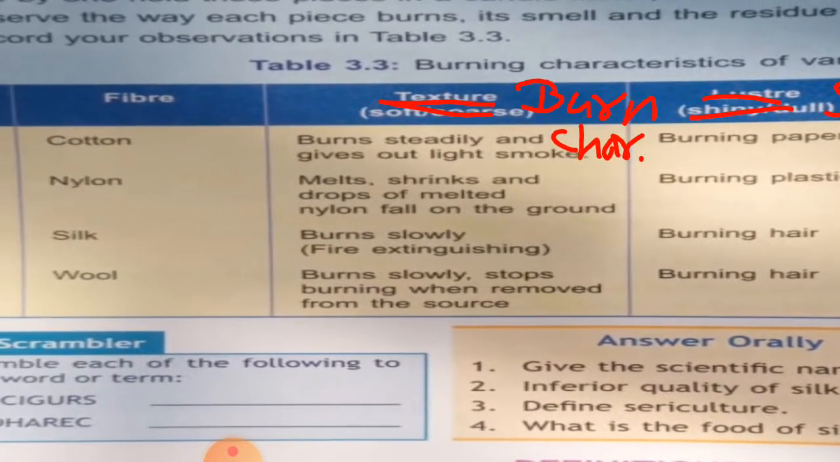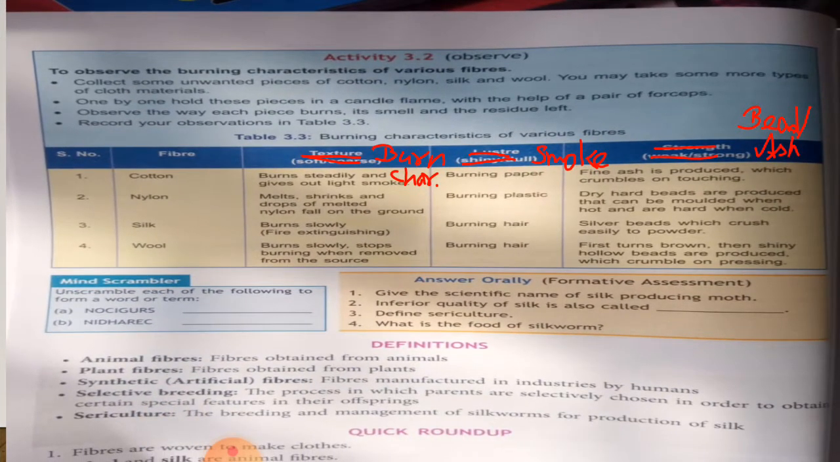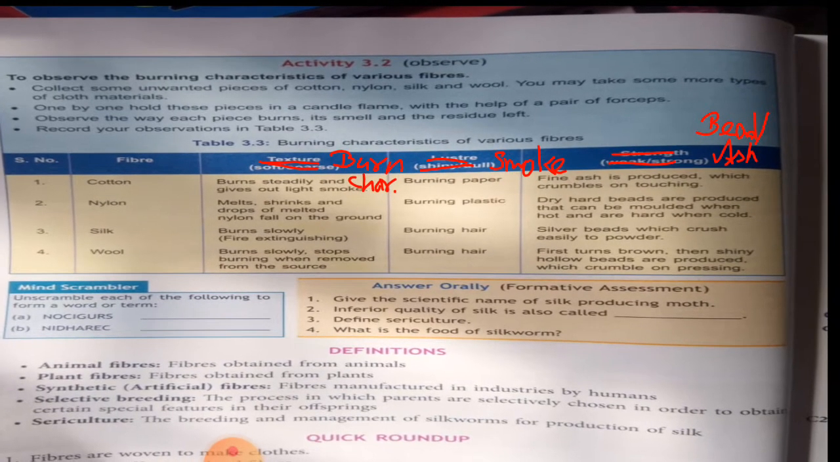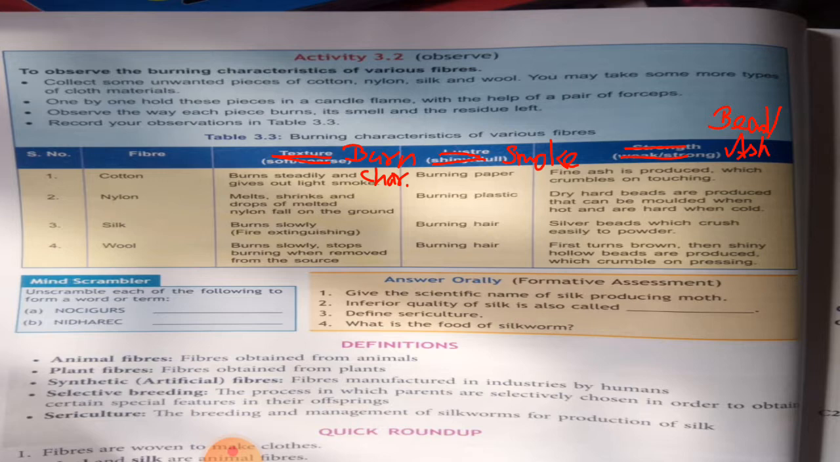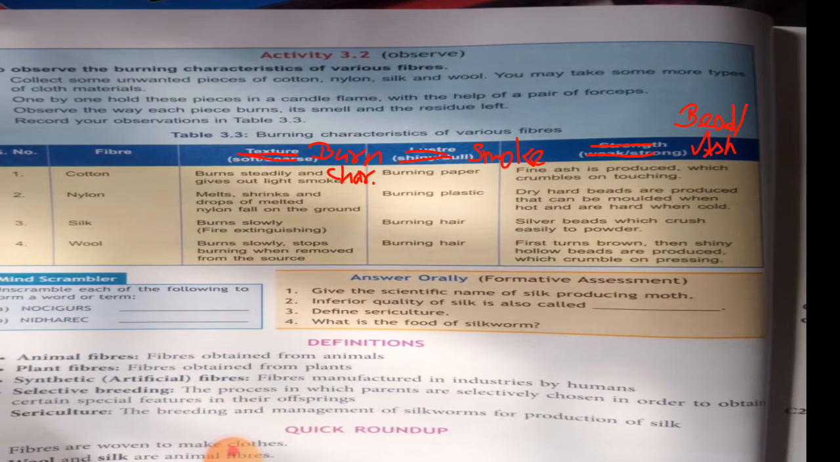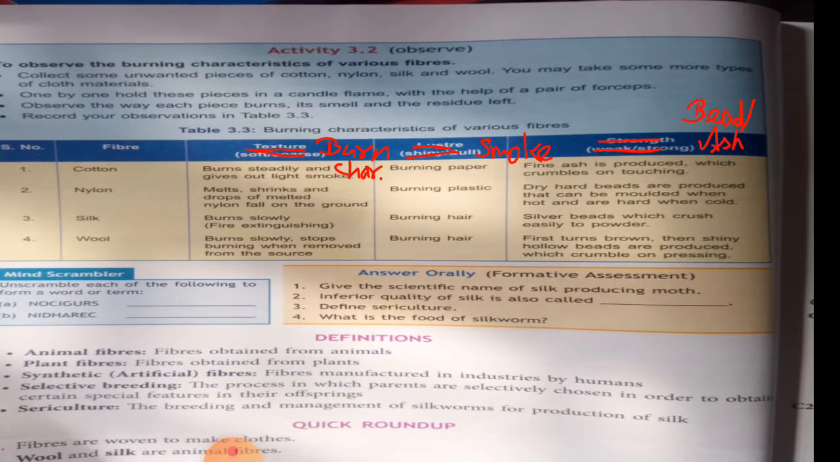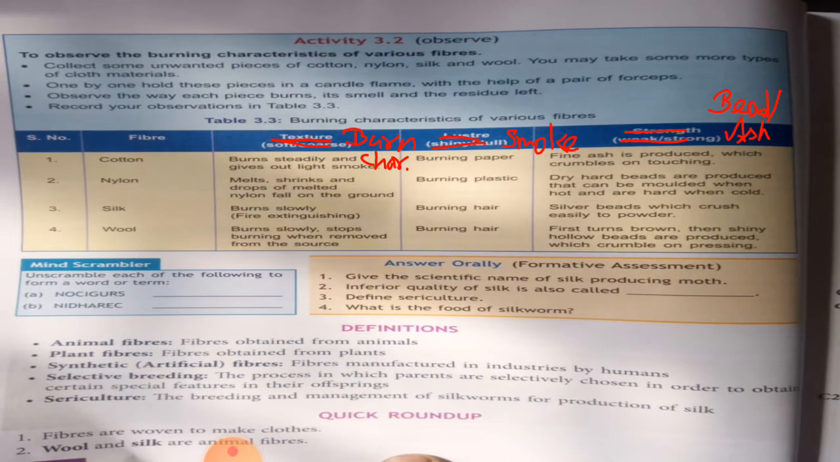Okay students, now number 1, cotton. Cotton burns steadily and gives out light smoke, and its odor smells like burning paper. Now bead or ash means residue left. Fine ash is produced which crumbles on touching.